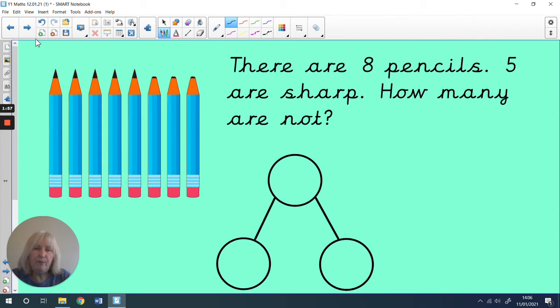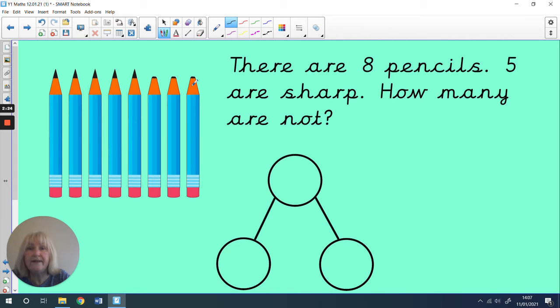Here's a number problem. It says there are 8 pencils. Let's just check. 1, 2, 3, 4, 5, 6, 7, 8. 5 are sharp. Oh yes, you can see them here. That's a sharp one. 2, 3, 4, 5 are sharp. How many are not? Well, I can see it's these 3 here, isn't it?